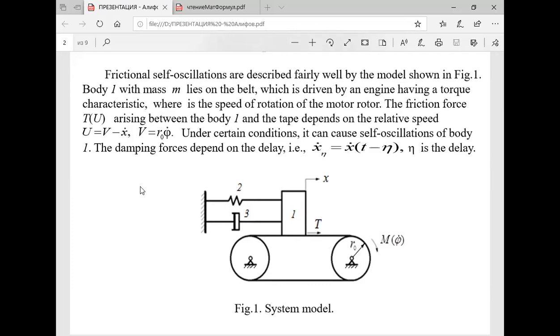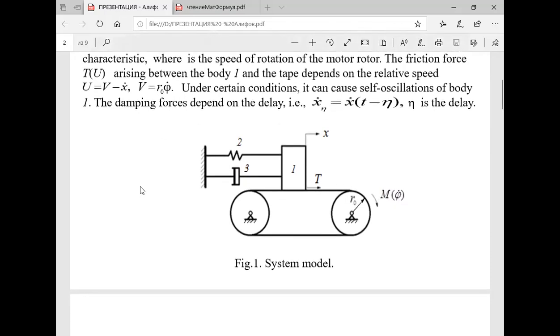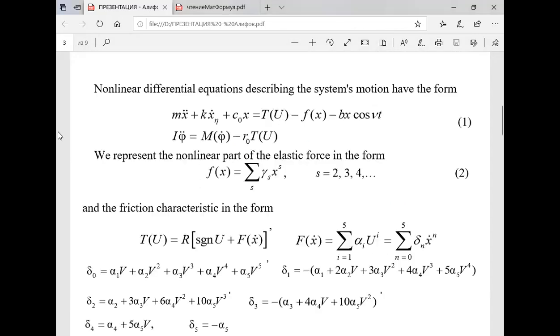Under certain conditions, it can cause self-oscillations of body 1. The damping forces depend on the delay, i.e. x dot eta is equal x dot (t minus eta). Eta is the delay. We can see the system model on the figure 1.